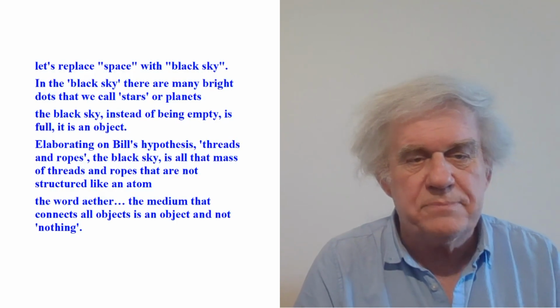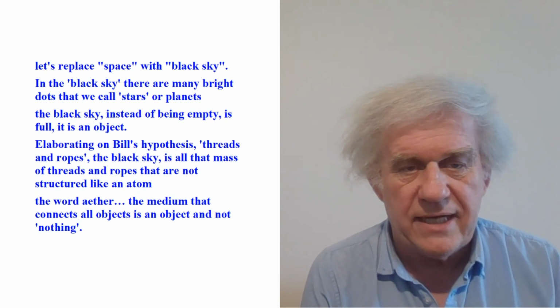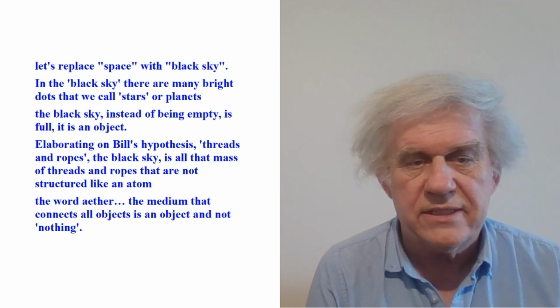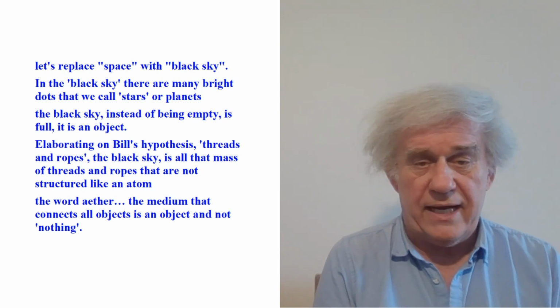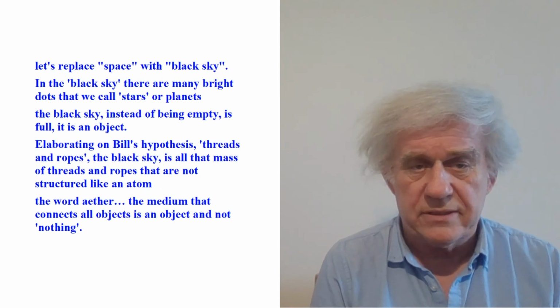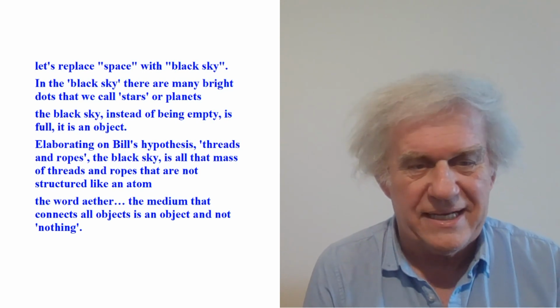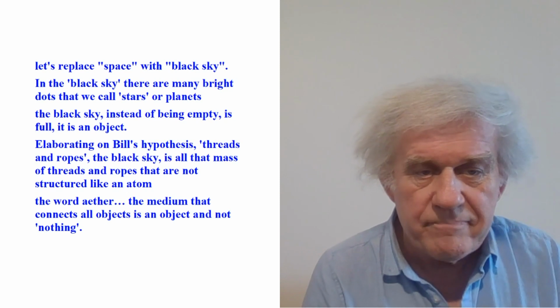Okay, here we have another fella along the same line. Let's replace space with the black sky. This guy's going to talk about the ether also. In the black sky, there are many bright dots that we call stars or planets. Okay, the black sky, instead of being empty, is full. It is an object. So the black sky, space, he's saying it's an object, a thing. Okay. If it is, draw it. That's what I say, and tell me what gives it shape, what's the background, right?